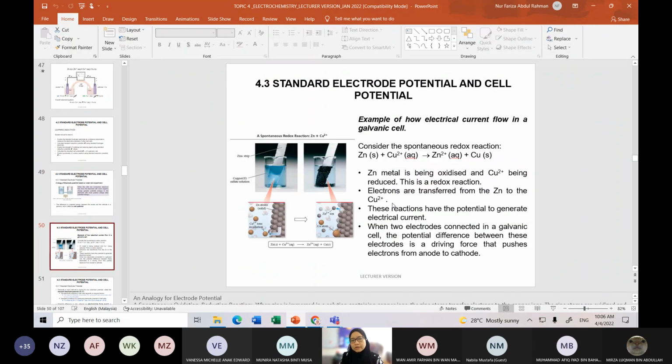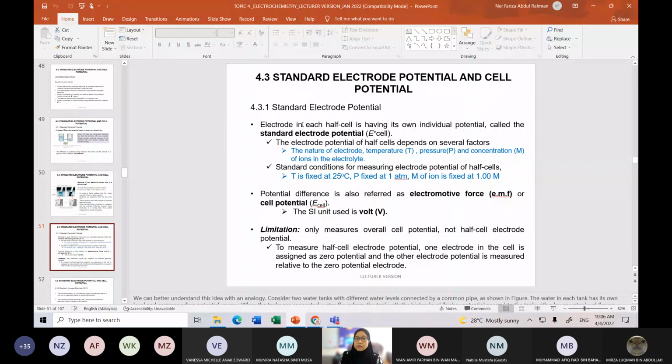Okay, all right. And you have also been introduced to standard electrode potential. The word standard means the reaction is conducted at standard conditions. So what are the standard conditions? The temperature needs to be fixed at 25 degrees Celsius, the pressure needs to be fixed at 1 atm, and the molarity, the concentration of the ions, should be at 1 molar.